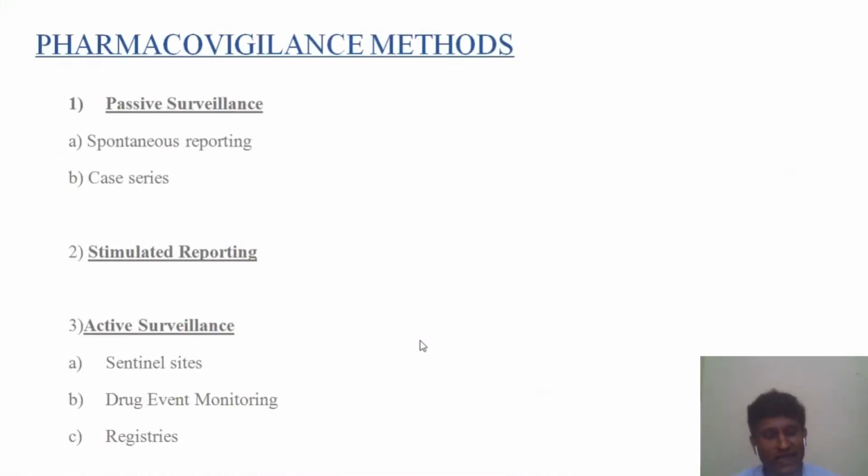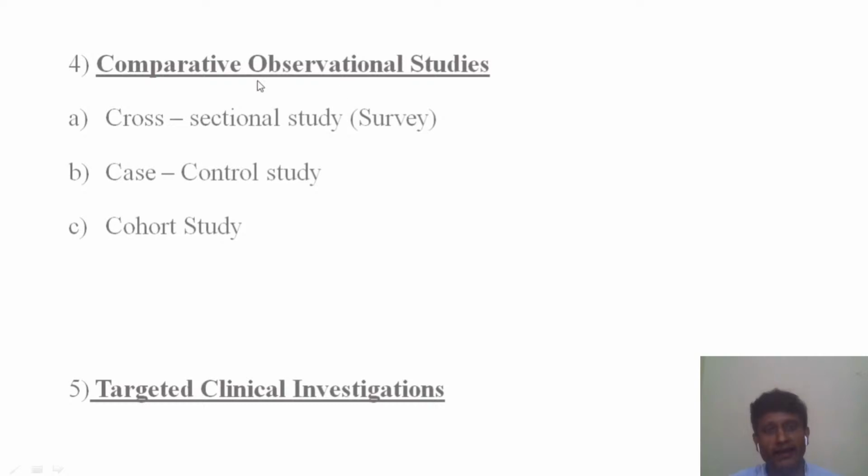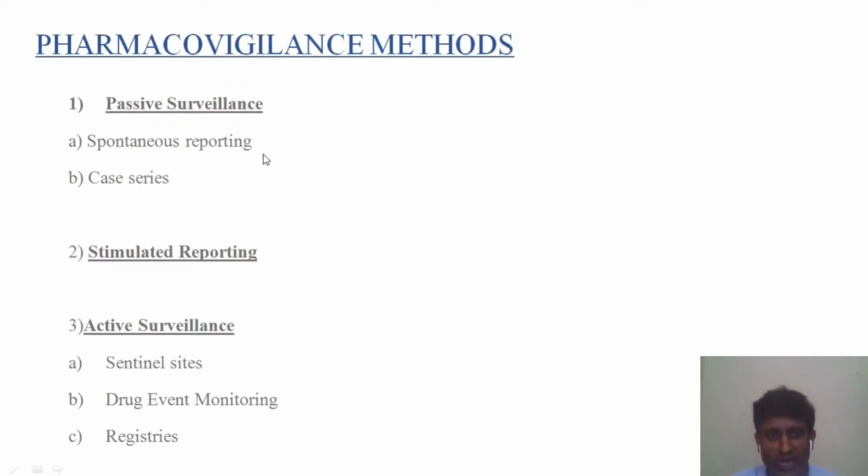Now, there are various methods of how we can monitor these particular adverse drug reactions. These are some examples: passive surveillances, stimulated reporting, active surveillances. Then we have the comparative observational studies, then targeted clinical investigation. I don't want to go into detail of this. Let me just explain at least what it is. So spontaneous reporting, I will tell you in a separate slide, because all over the world, this is the most common form of reporting, spontaneous reporting.